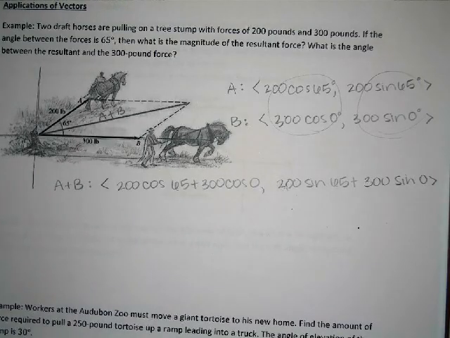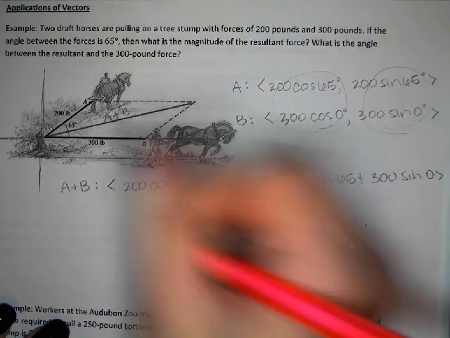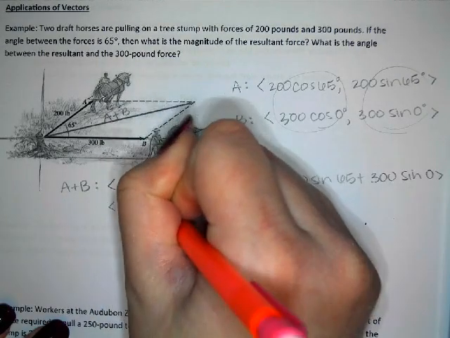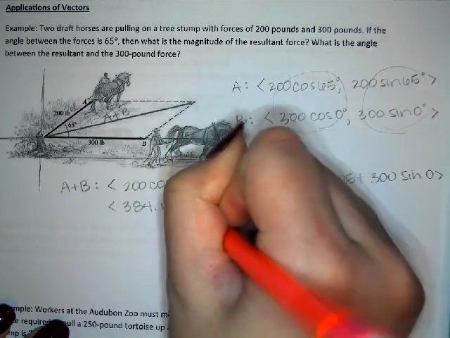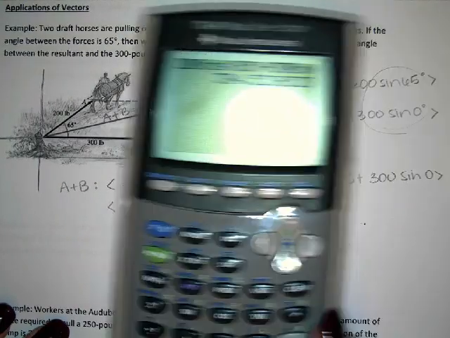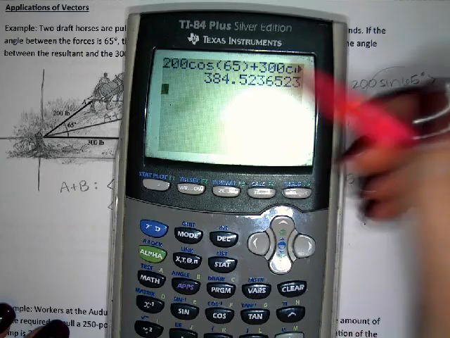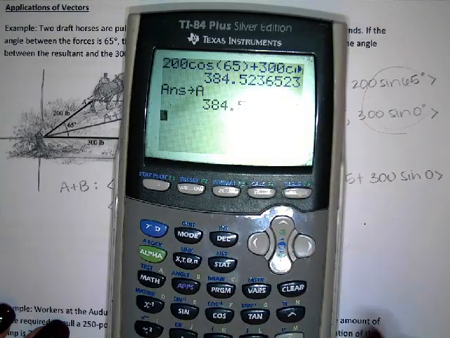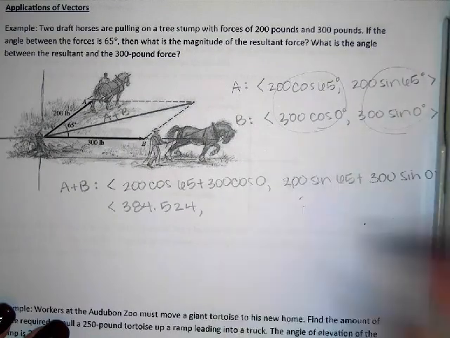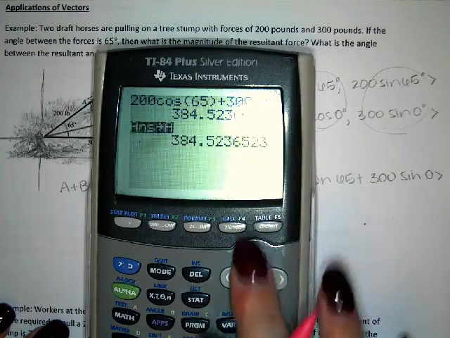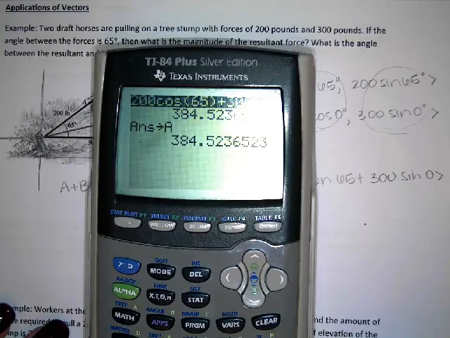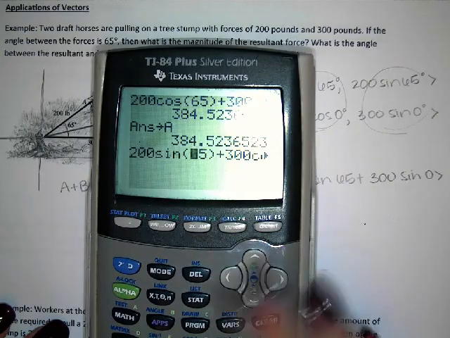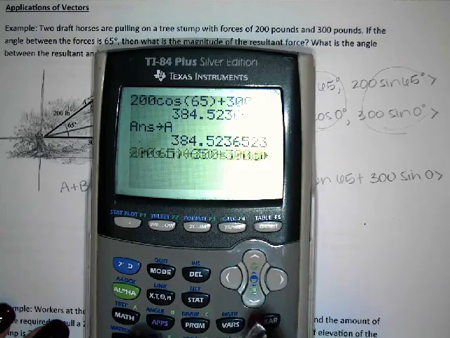And when I do this, I like to store this, and I'm going to store it as A. And then I'll type that in. Just going to copy paste this and switch the cosines to sines. There's my vertical component, so 181.262. I'm going to store that as B.